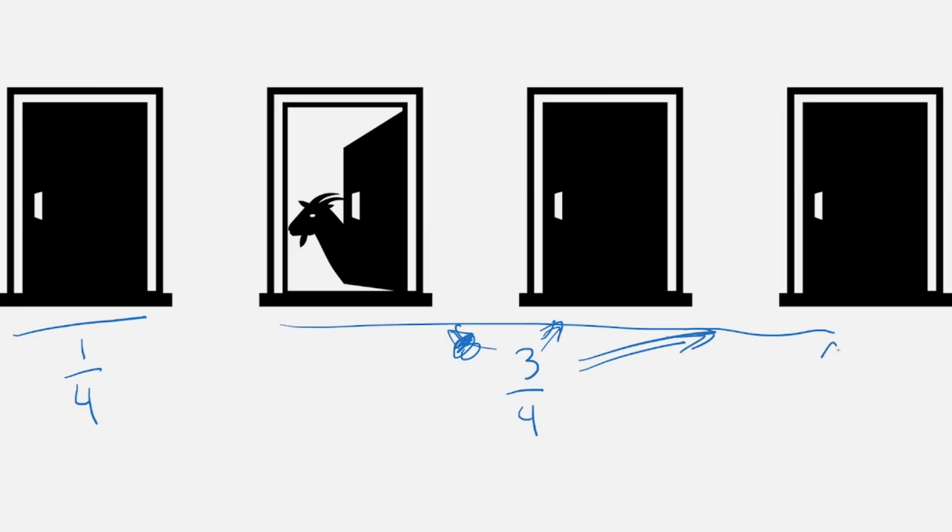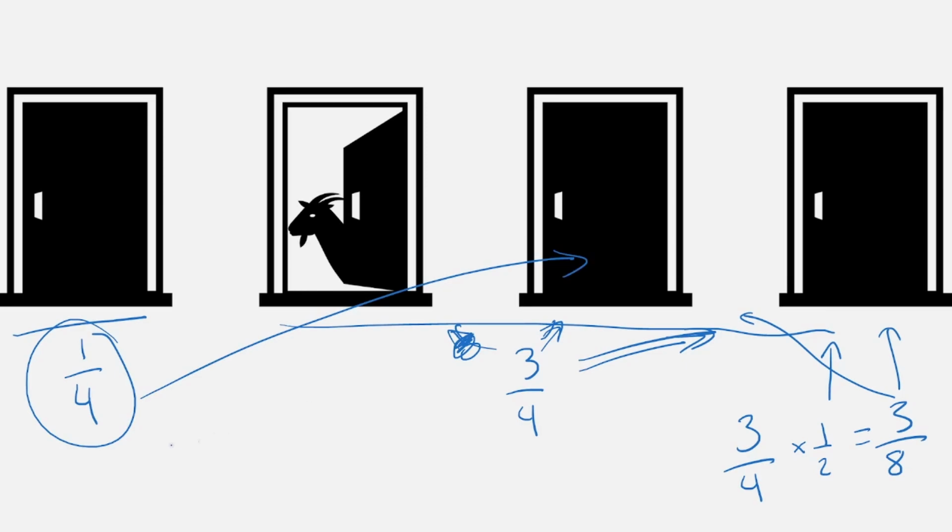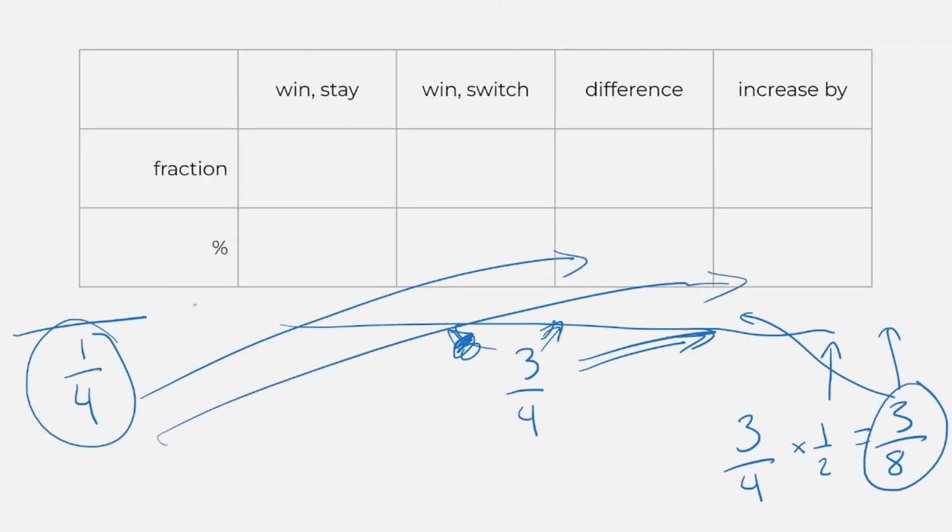So what's the chance that this door has the car? Well, it's that 3 out of 4 and it's split 2 ways. So we multiply by a half or divide by 2, same thing. So that's 3 out of 8. So that's a 3 out of 8 chance that it's behind this one and a 3 out of 8 chance that it's behind this one. So our chances go from that 1 out of 4, if we switch to either of these, to that 3/8. So let's look at our numbers. So the win if we stay is that 1/4 and the win if we switch is the 3/8.